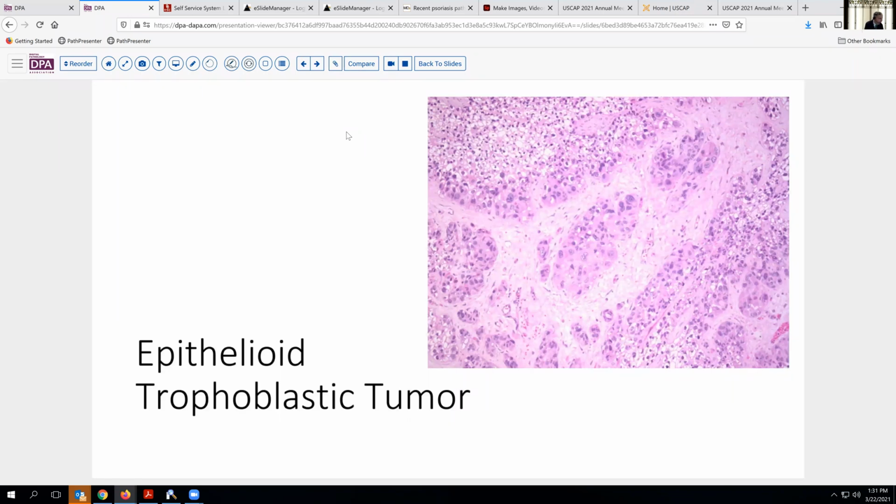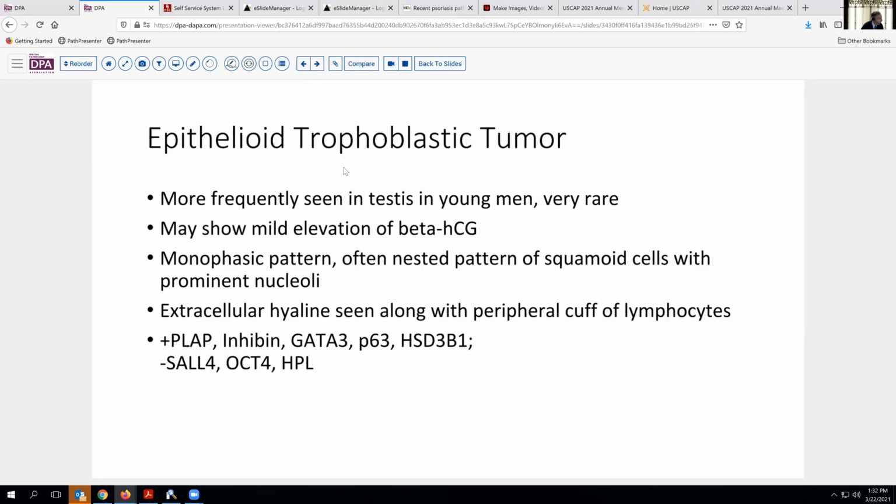This is, again, an unusual lesion. As you can see, it has some of these same features, very epithelioid type cells, necrosis, nuclear pleomorphism. This is more frequently seen actually in young men. It's very rare, but it may show a mild elevation of beta-HCG. It tends to be monophasic. It has nested cell pattern with somewhat squamoid appearance, very prominent nucleoli, and this background of extracellular hyaline. Now, sometimes you'll also see this peripheral cuff of lymphocytes.